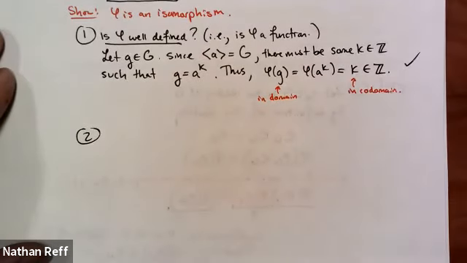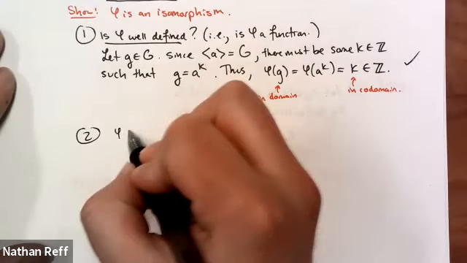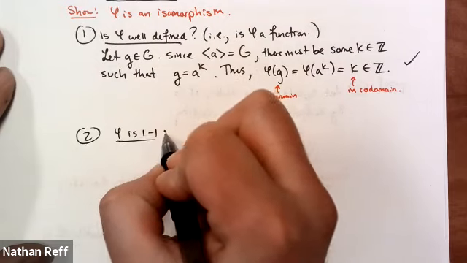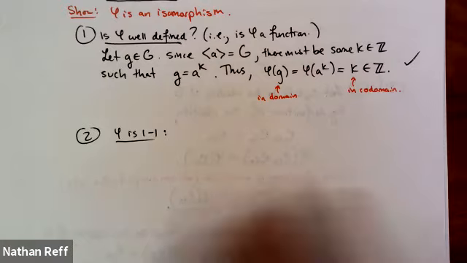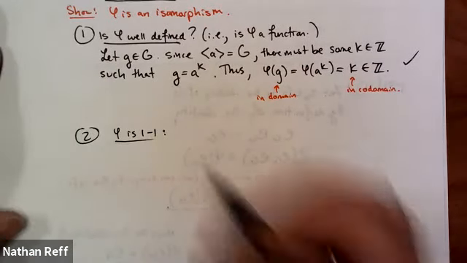So the second property: you have to show that it's one-to-one and onto, and that it's operation preserving. First, show phi is one-to-one. I also wanted you to see this because we're still following the procedure, so it's good to see for practice purposes.